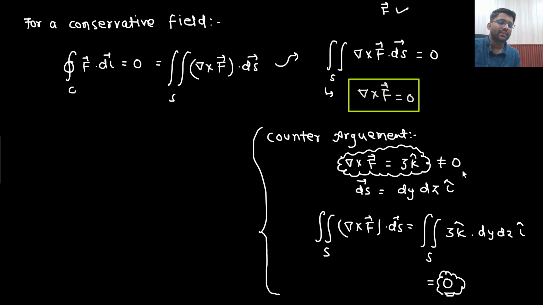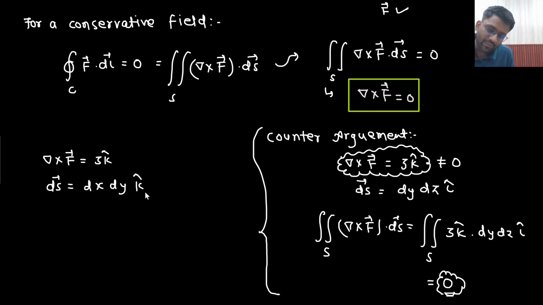You told that sir, it is non-zero, still I am getting it to be 0 only. Now del cross F will remain same. Let's just say this time I take my surface area. Your del cross F would be same only because it will depend on the vector field, which will be 3k cap only. This time I took my surface area as dx dy k cap. Now you let me know what will be the value you will be getting here.